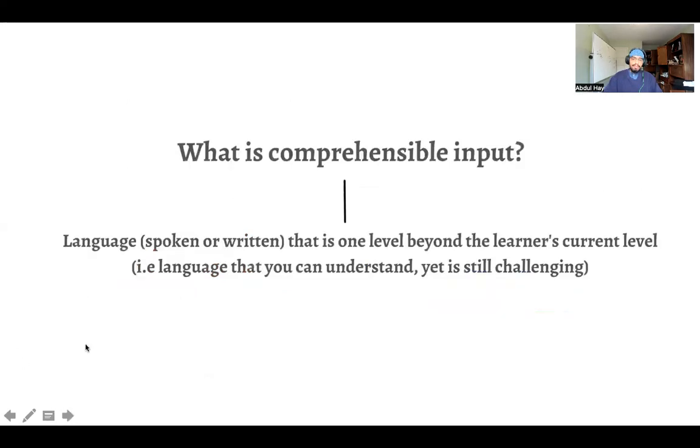Comprehensible input is language, spoken or written, that is one level beyond the learner's current level. So for us, it would be an Arabic text, for example, or an Arabic speech that I can understand, but it's still a bit challenging. When you're reading a dialogue, for example, in Medina books, there's a lot of dialogues. When we're reading the dialogue, that dialogue there is comprehensible input.